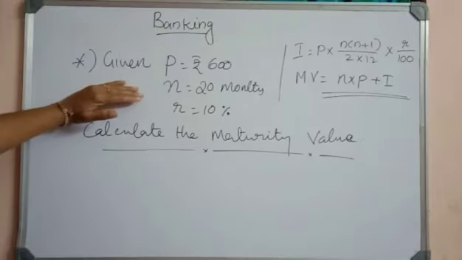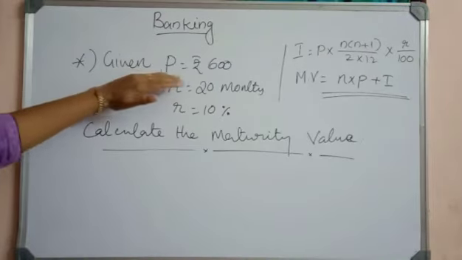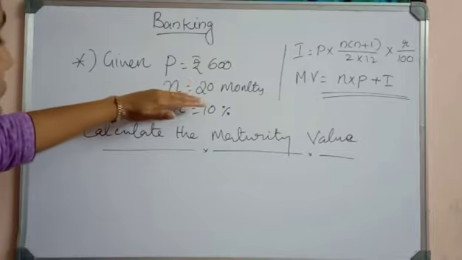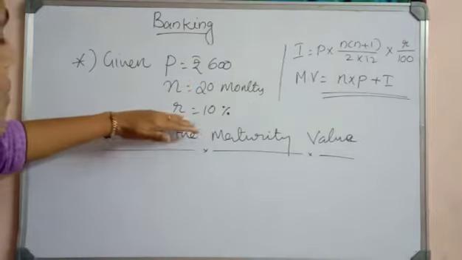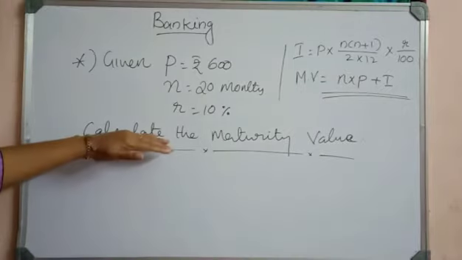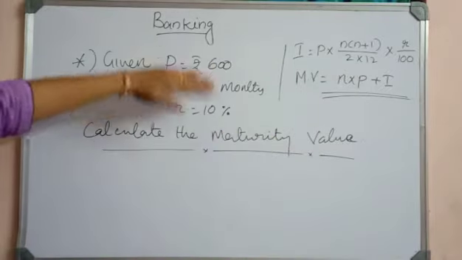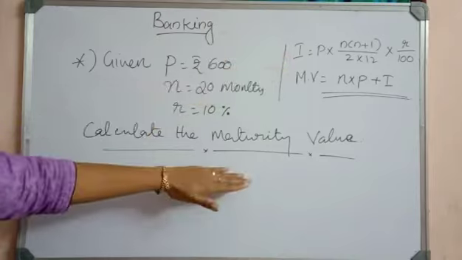Now this question is for you. It is given that the monthly installment is rupees 600, the number of months is 20, and the rate of interest is 10%. Calculate the maturity value for the given question. You can use the formula and find out the maturity value.